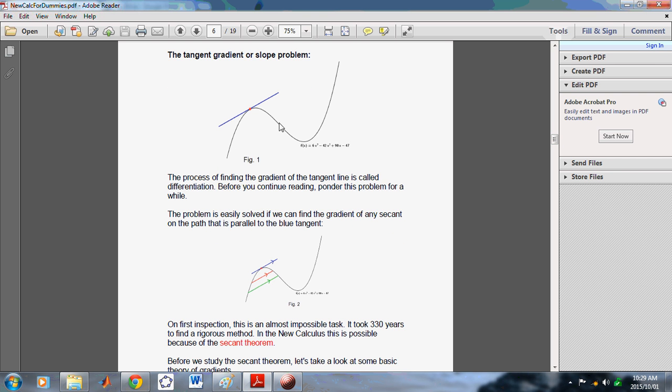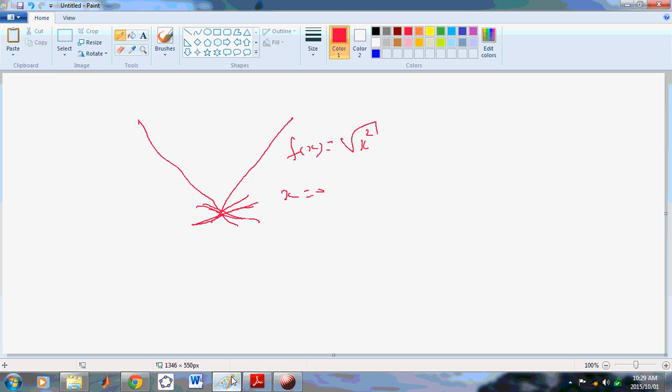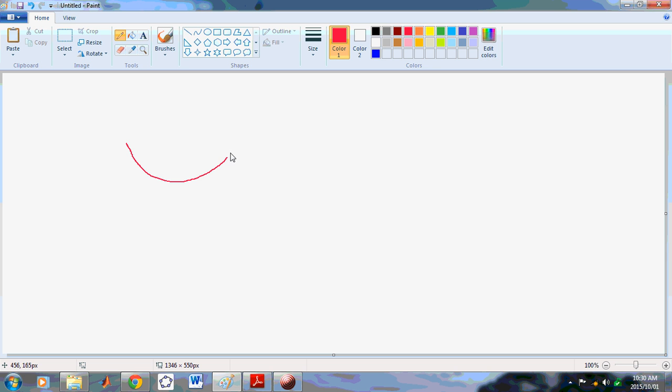So if you have a curve like this, and you want to know the slope of that tangent line, then the best way to approach it would be the way that the new calculus approaches it, which is by constructing a parallel secant line. Now some will say, well, how do you do that? Well, there's really nothing to it. It's a geometric axiom.